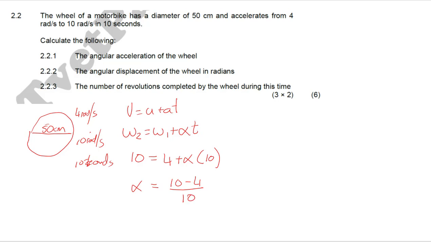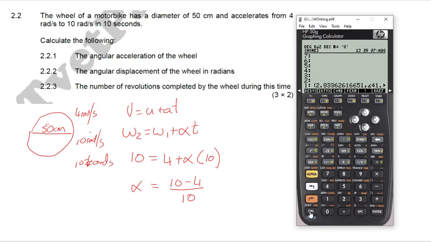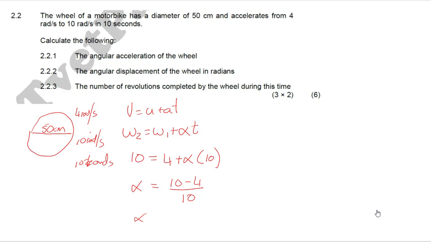So let's get our calculator out. Calculator on. Let's clear this away. 10 minus 4 should be 6, divided by 10 gives us 0,6. So alpha is equal to 0,6 radians per second squared. Okay, so that was number 1. Let's have a look at the next question.